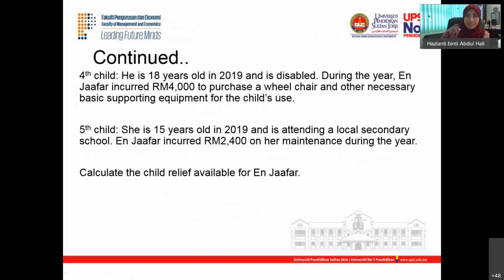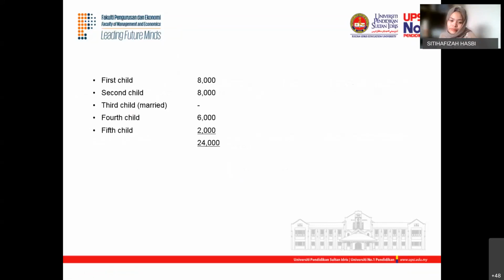6,000. Okay, 6,000. He or she is not studying, so he only gets 6,000. The 4,000 purchase of a wheelchair can be claimed under a different relief, not under child relief, but under medical equipment, 4,000. Here the relief is 6,000 because he is disabled. What about the fifth one? 2,000. Right, so the fifth one is only 2,000. So altogether the father can claim up to 24,000.